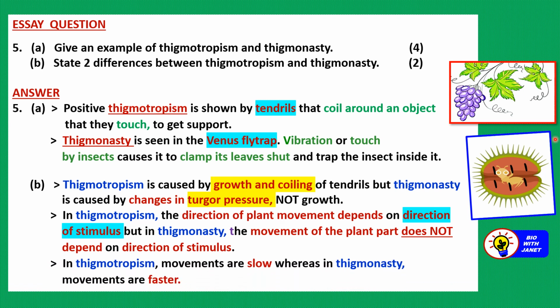Thirdly, in thigmotropism, movements are slower, all right, because the tendrils have to grow around the object that they touch. Whereas in thigmonasty, the movements are faster when the Venus flytrap closes. It's very fast.